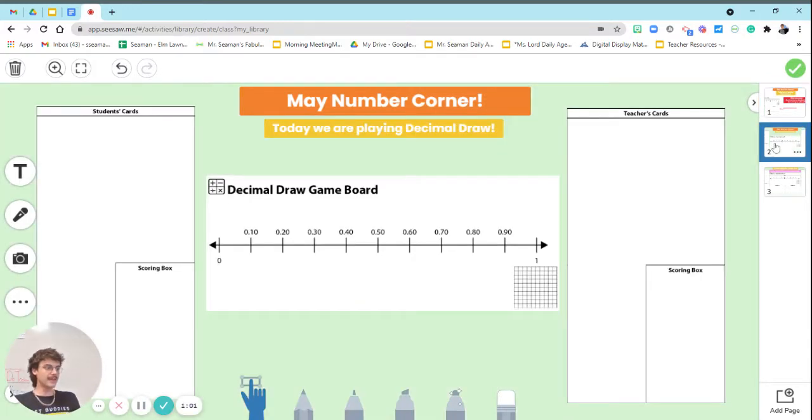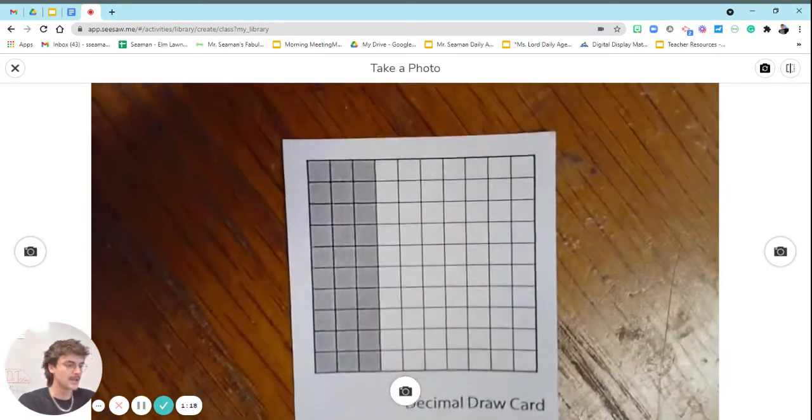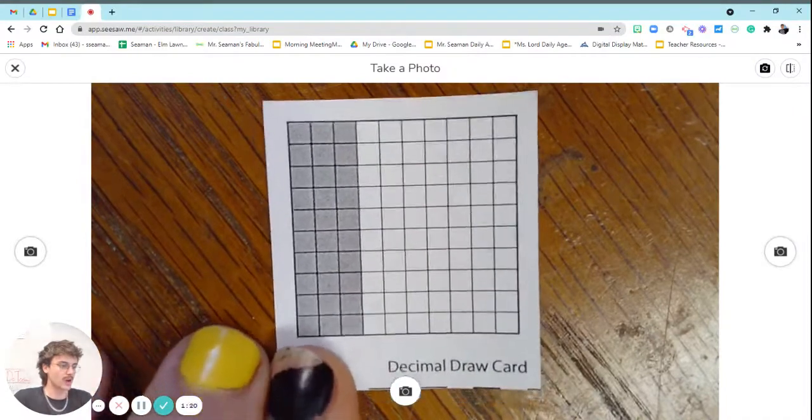So with this game, essentially we are each going to be playing 4 rounds. And I have some of these decimal cards here, and I'm going to show you them right now. Here's what one of them looks like. So this is a decimal draw card.